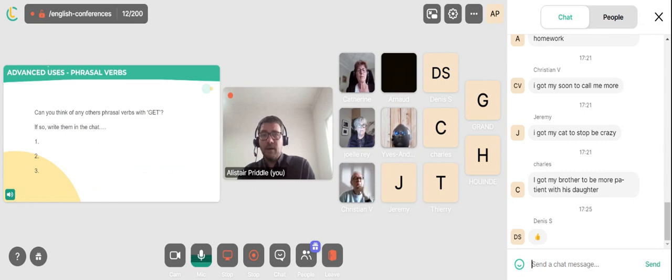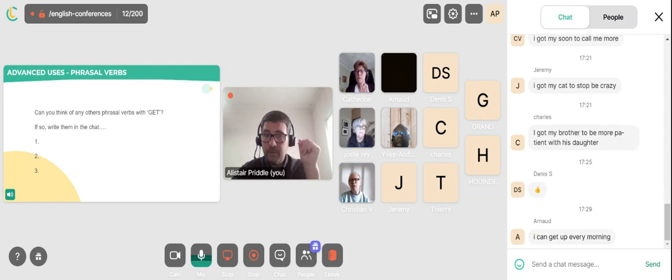Can you think of any other phrasal verbs with get? If so, write them in the chat. Have a little think. Some of these get phrasal verbs are everyday common expressions that describe specific actions. That's great, Arno. I get up every morning. Absolutely, get up.